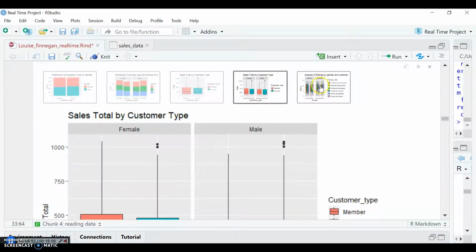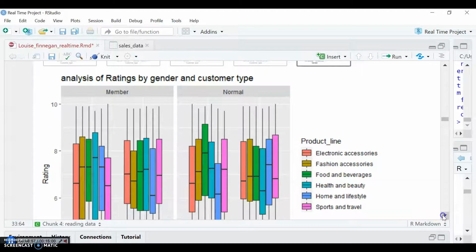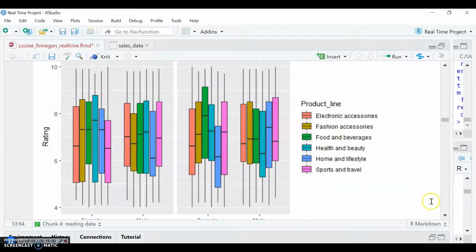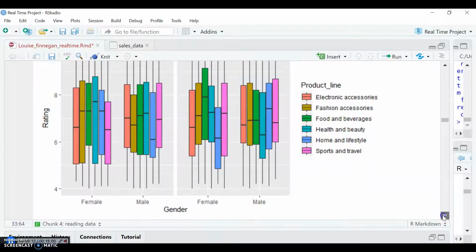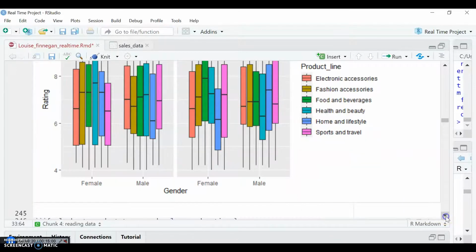Then I looked at the ratings by the gender and the customer type as well. So this was quite interesting. Looking at the box plots, we can see that there's a bigger distribution in the ratings of the interquartile range in general if you're a member, and if you're female, compared to any of the others. We can also see that home and lifestyle doesn't seem to be rated much by female non-member customers compared to members, and a few others there, for example.